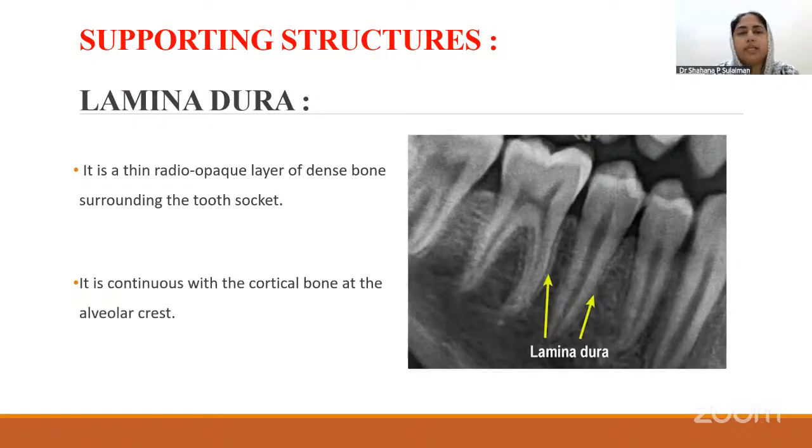Now coming to the supporting structures. As a supporting structure, we have the lamina dura. Lamina dura is the layer of bone which lines the alveolar socket into which the tooth is attached by the periodontal ligament fibers. It appears as a thin radio-opaque line of dense bone surrounding the tooth socket. Here you can appreciate a white line surrounding the root from the mesial aspect across the furcation area and into the distal aspect. It is also continuous with the cortical bone at the alveolar crest.